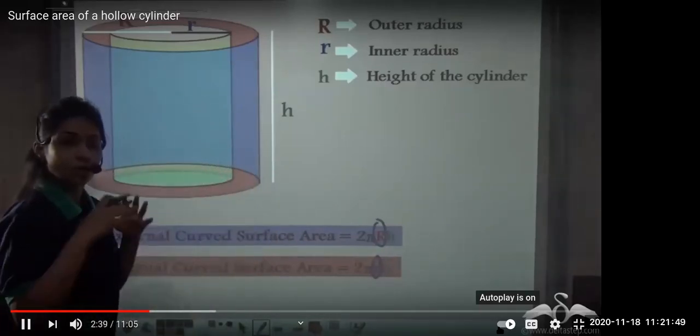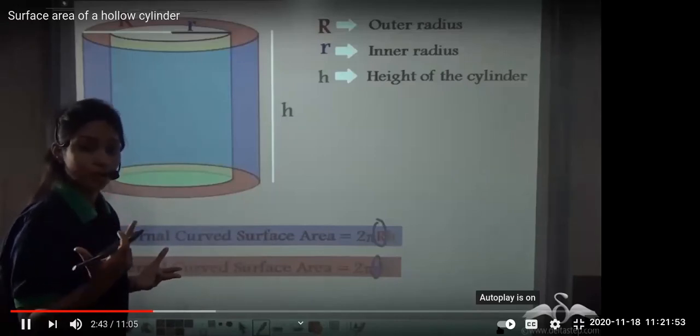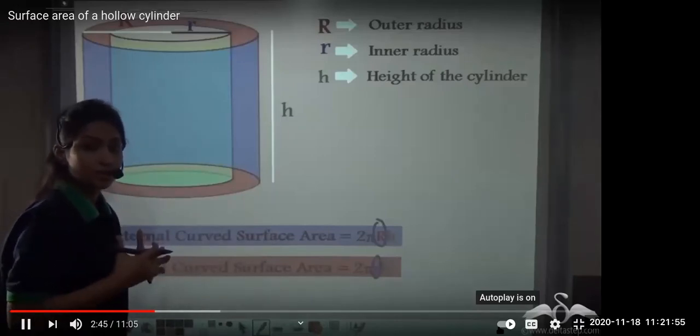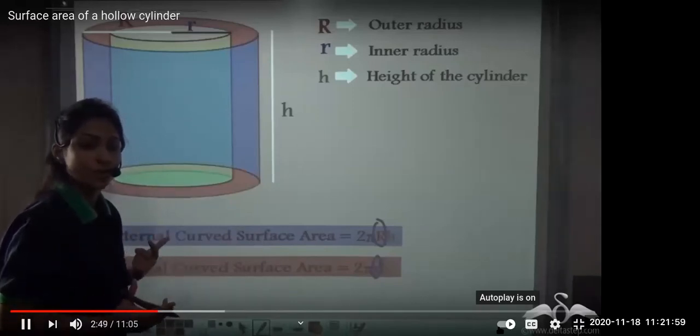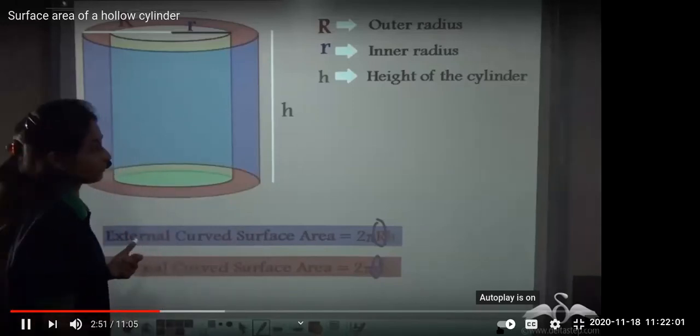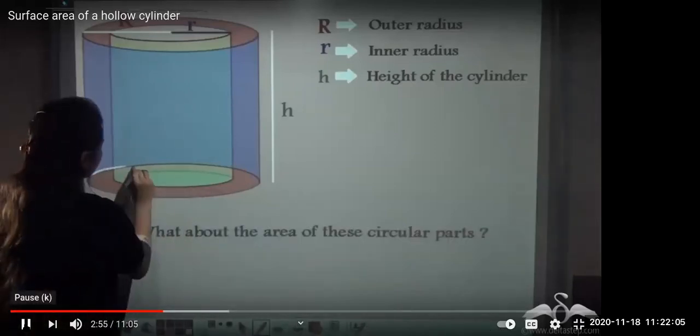The external is what? 2πRh, but R is capital R, showing outer radius, and internal curved surface area is again 2πrh, but r is the small r which represents inner radius. Now what about the area of this part?